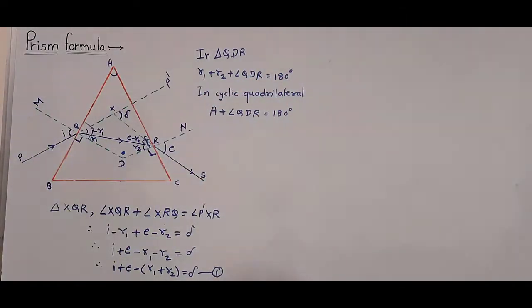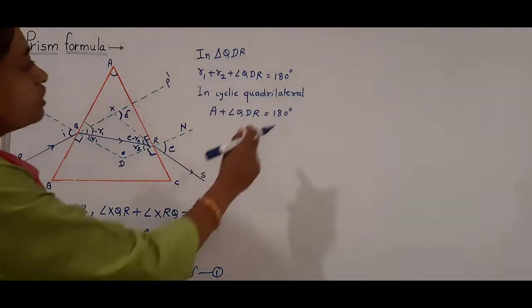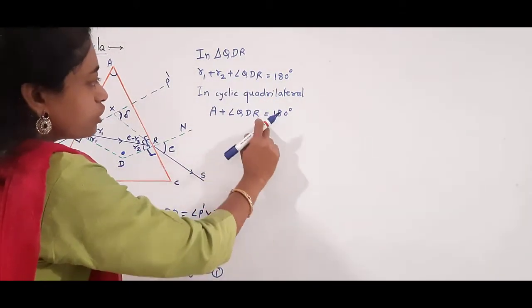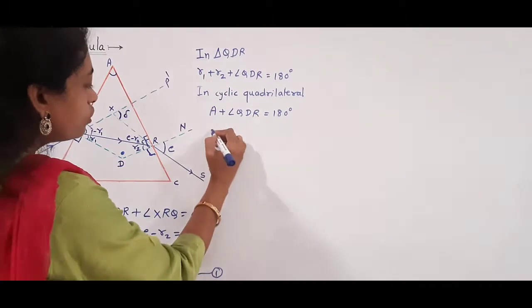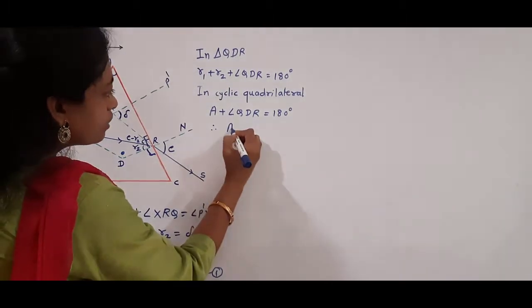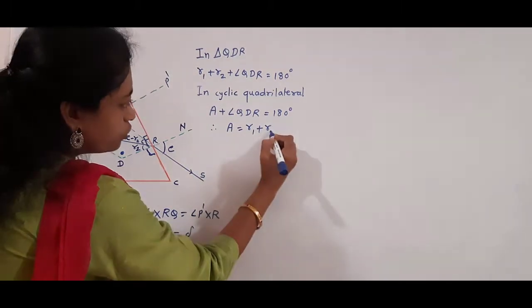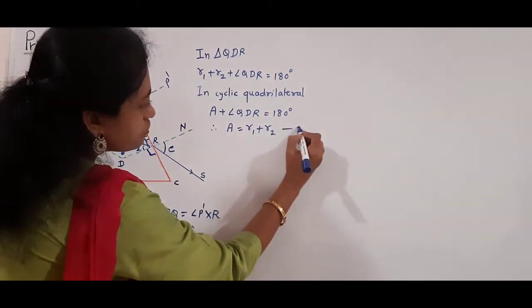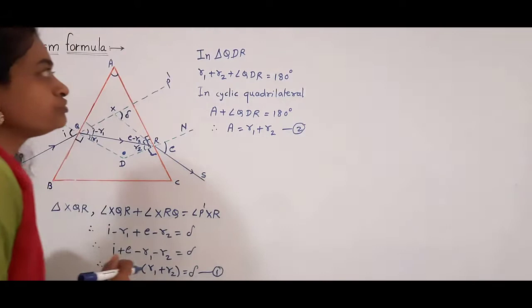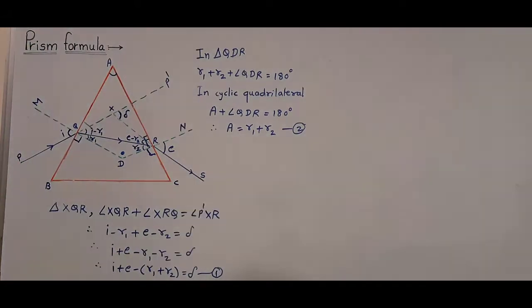180 degrees is the same on the right hand side, and angle QDR is also the same. Therefore, we can write here angle A should be equal to R1 plus R2. Call this equation the second. I again repeat all this.